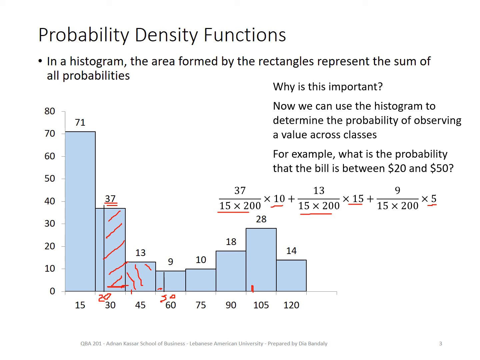And now I'm able to sum up all these areas, and the final probability will be equal to 0.203. So this is how I could use the areas in a histogram to find probability across classes. All I did was simply find the areas, and this is the probability. It's very powerful. So what does that 0.203 represent? This is the probability that the bill will be between $20 and $50.